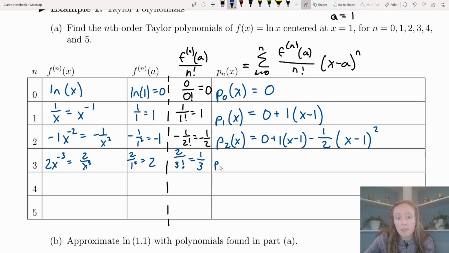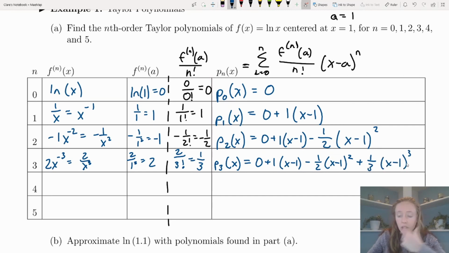So our p sub 3, our third degree polynomial approximation, or our third degree Taylor polynomial, is going to be all of p sub 2. So we're going to have 0 plus 1 times x minus 1 minus 1/2 times x minus 1 squared plus 1/3 times x minus 1 cubed.